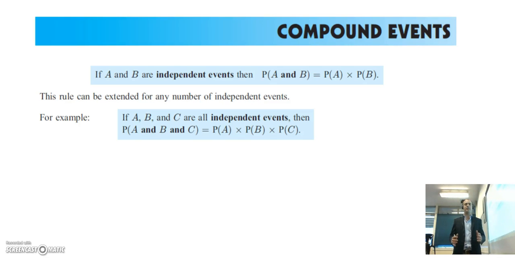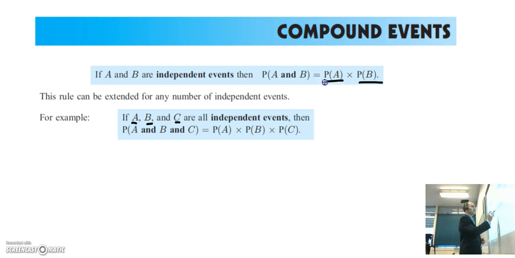We're looking at compound events here. So if we've got two independent events, independent meaning that they're not reliant on each other, we multiply them together. So here we've got the probability of A happening coupled with the probability of B happening. So two things are happening here. To work out the probability of both happening at the same time, we have to multiply them together.